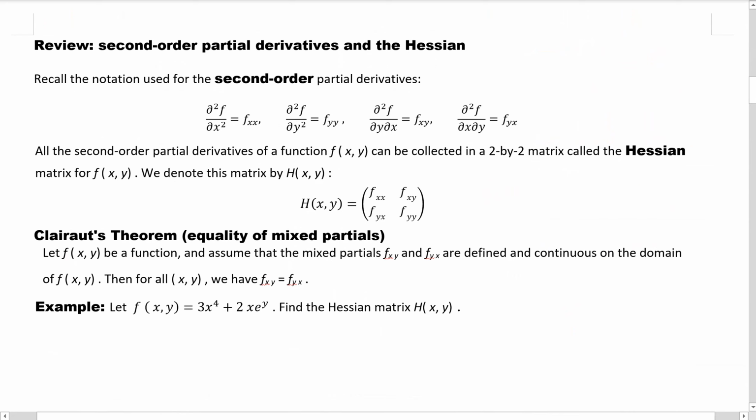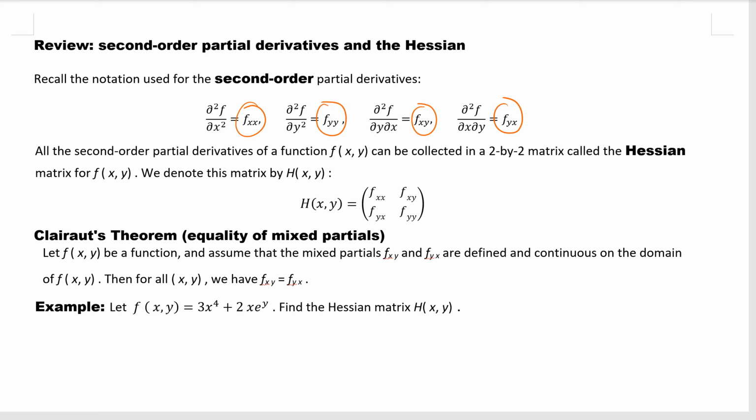So, review second order partial derivatives and the Hessian. We recall that the notation used for the second order partial derivatives are fxx, fyy, fxy, and fyx, right? Most of the time, the mixed partials are equal, if the domain is open and the second order partial derivatives are continuous.